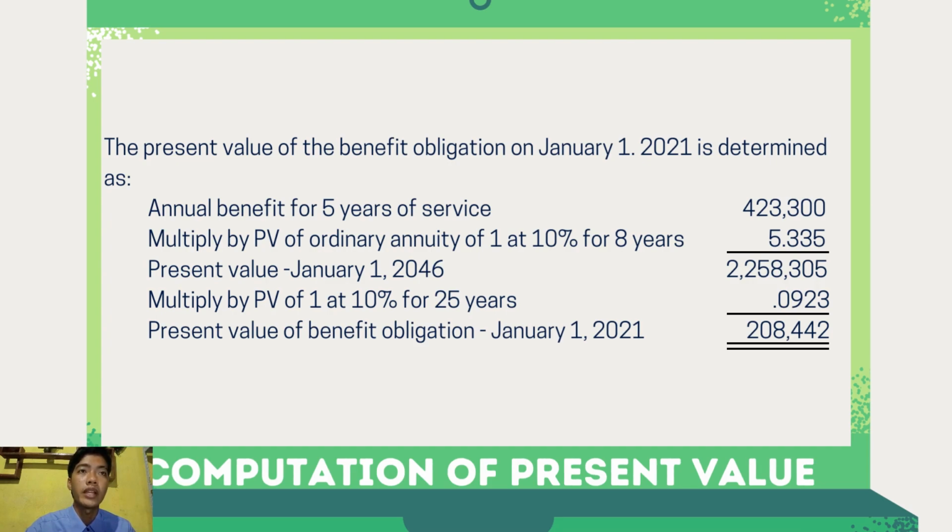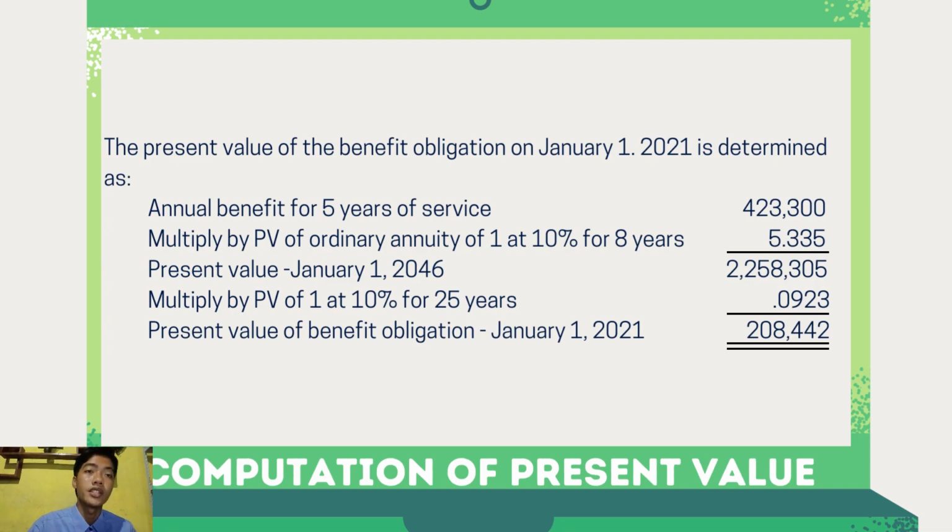So, the annual benefit of 423,300 is multiplied by the PV of an ordinary annuity of 1 of 5.335 at 10% para sa 8 taon dahil ang taon ng pagbabayad ay gagawin lamang sa loob ng 8 taon mula sa pagre-retiro. Yung present value naman noong January 1, 2046 na 2,258,305 ay multiply sa PV na 1 of 0.0923 sa 10% sa loob ng 25 years dahil ang taon ng benepisyo ay babayaran lamang 25 years from that day na January 1, 2021.